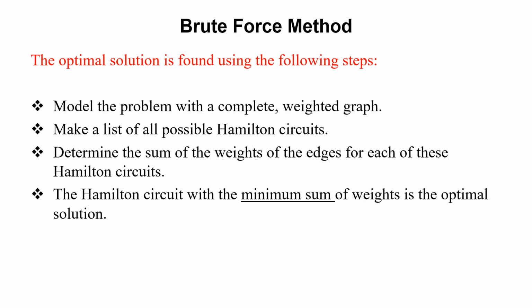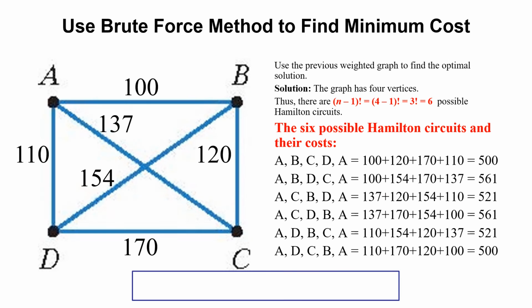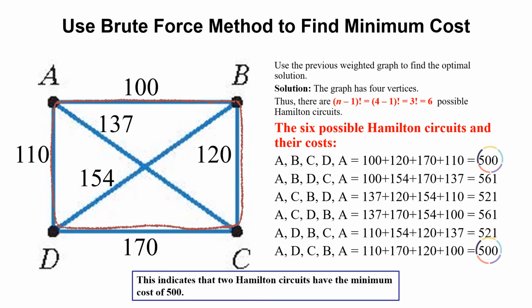So for example, if we took the same graph we have, we agreed that it has 6 Hamilton circuits, so we find the cost of each Hamilton circuit, and we notice that we have 2 minimum costs. Therefore, we have 2 Hamilton circuits with a minimum cost of 500.